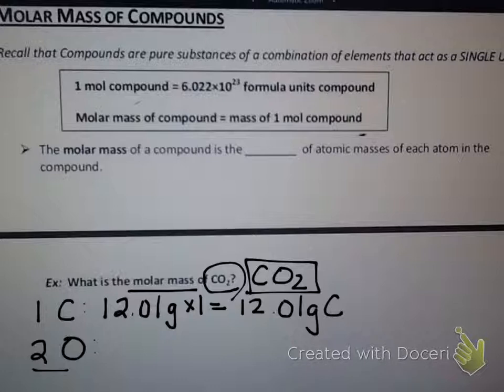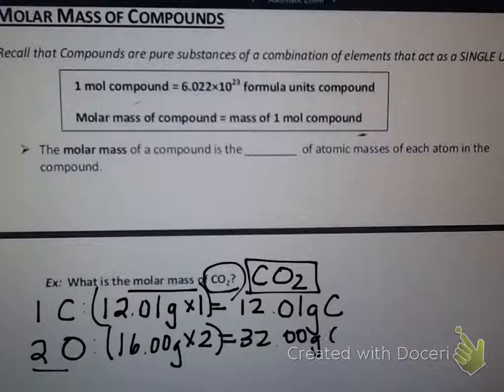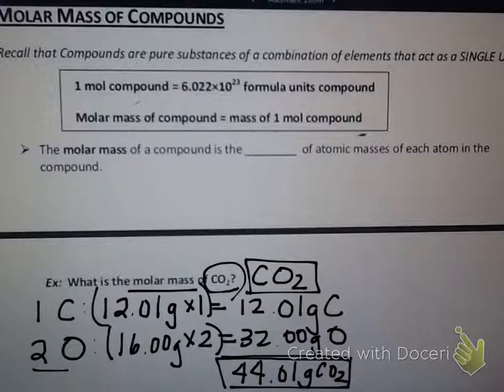We also know that we have 2 moles of oxygen. We know from the periodic table that 1 mole of oxygen weighs 16.00 grams. That's its average atomic weight, but we have 2 oxygens. So 16 times 2, we have 32.00 grams of oxygen atoms. So what's the total mass of carbon dioxide? It's the sum of the carbon plus all of the oxygen: 44.01 grams of carbon dioxide. 1 mole of carbon dioxide weighs 44.01 grams.